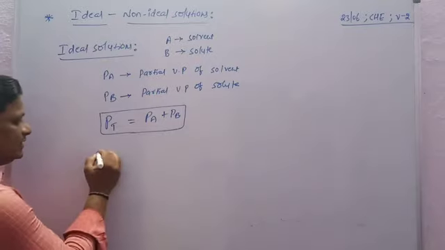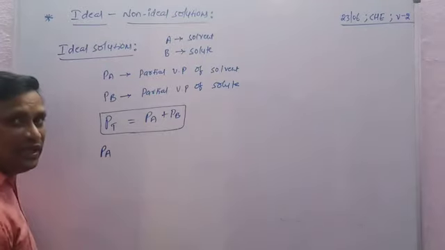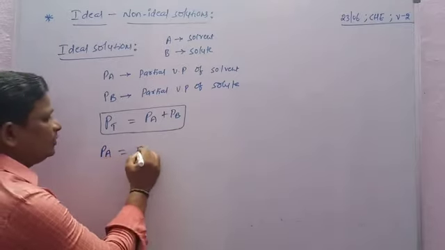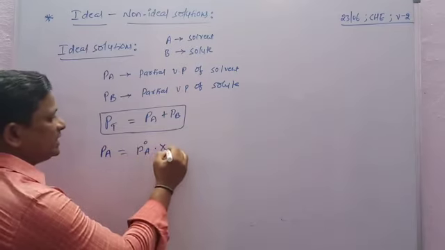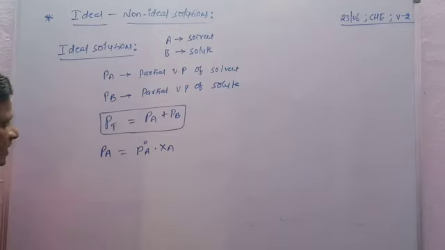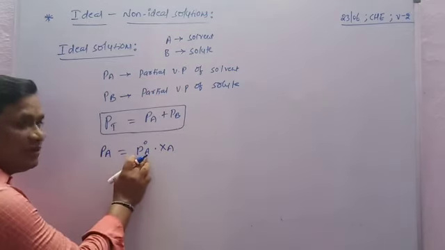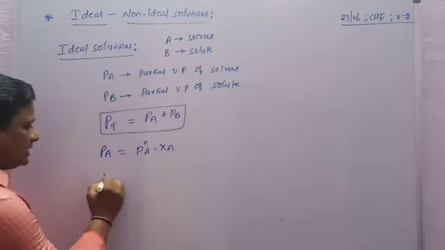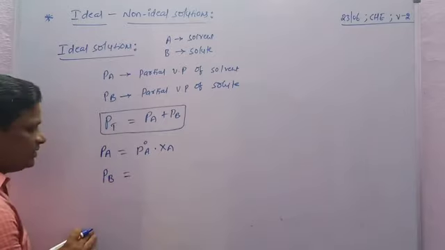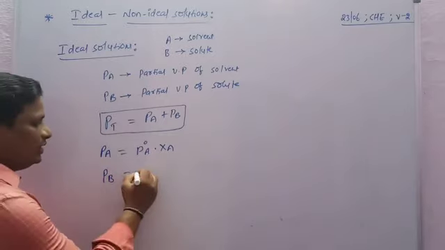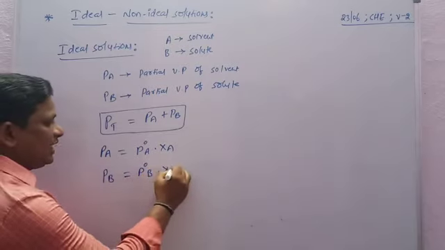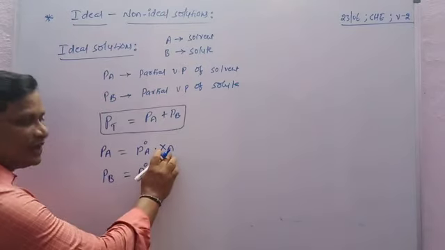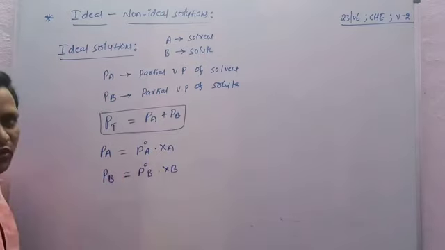So let us consider PA. PA is the partial vapor pressure of the solvent, equal to P naught A into XA. What is P naught A? It is the vapor pressure of the pure solvent. XA is the mole fraction of the solvent. Same as PB, the partial pressure of the solute equals P naught B into XB, where XB is the mole fraction of the solute.